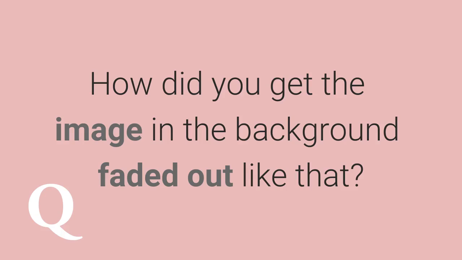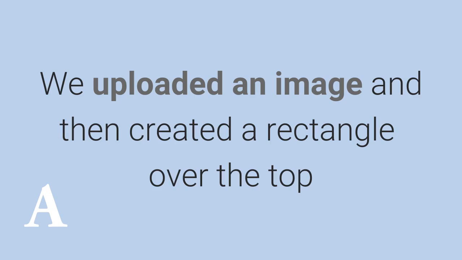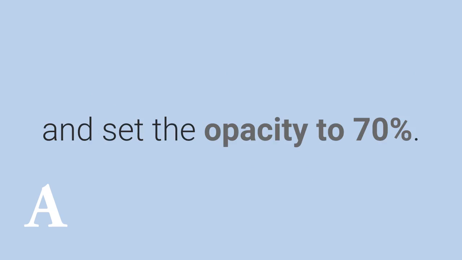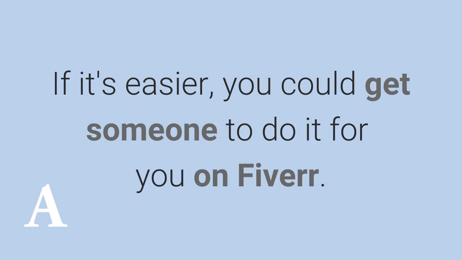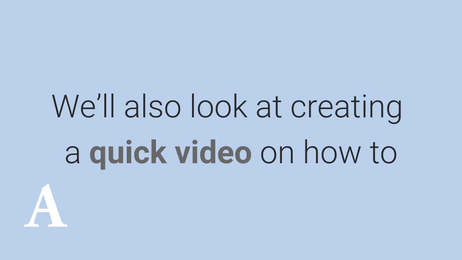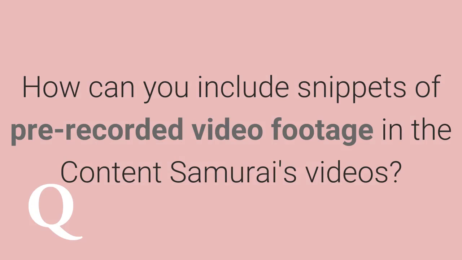How did you get the image in the background faded out like that? The background image was created in an app called Sketch. We upload an image and then created a rectangle over the top and set the opacity to 70%. This dulls the image so that it doesn't distract from the text too much. If it's easier, you could get someone to do it for you on Fiverr. We'll also look at creating a quick video on how to create backgrounds using free graphic software in the not too distant future.